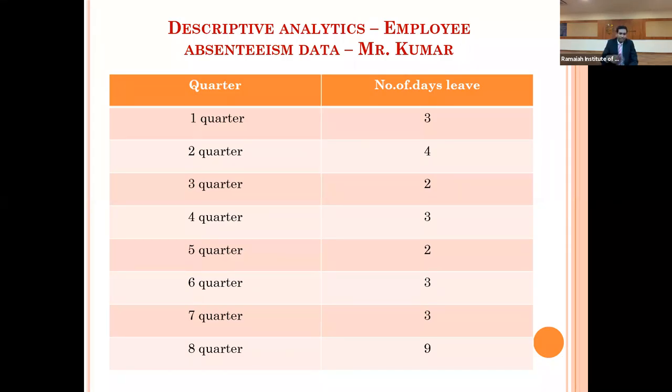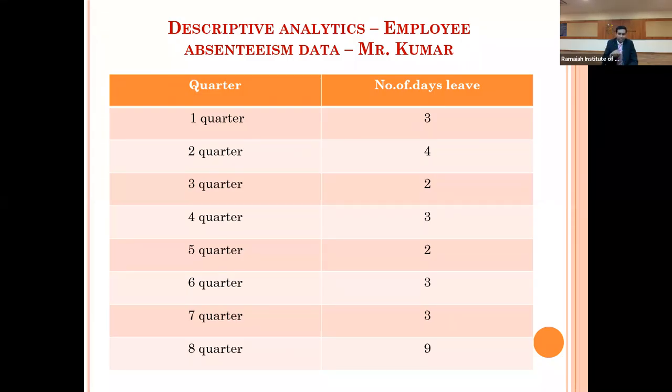So we are going to see the last 2 years of leave record. Quarter one, the first quarter, 2 years back, for the 3 months, he has taken 3 days leave. Second quarter, 4 days leave. Third quarter, 2 days leave. Fourth quarter, 3 days leave. Fifth quarter, 2 days leave. Sixth quarter, 3 days leave. Seventh quarter, 3 days leave. And eighth quarter, 9 days leave.